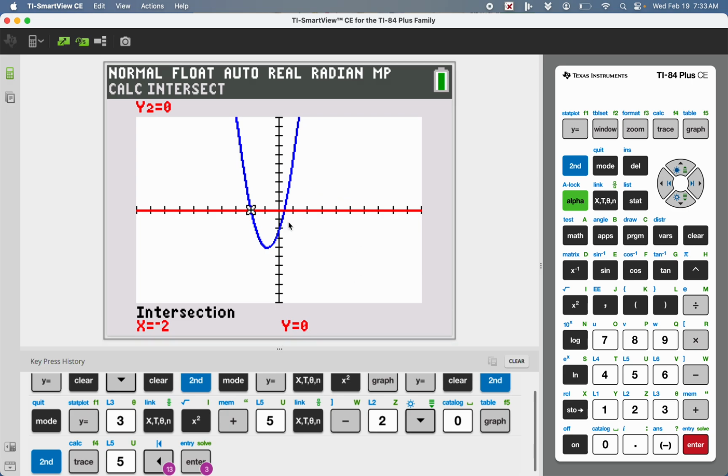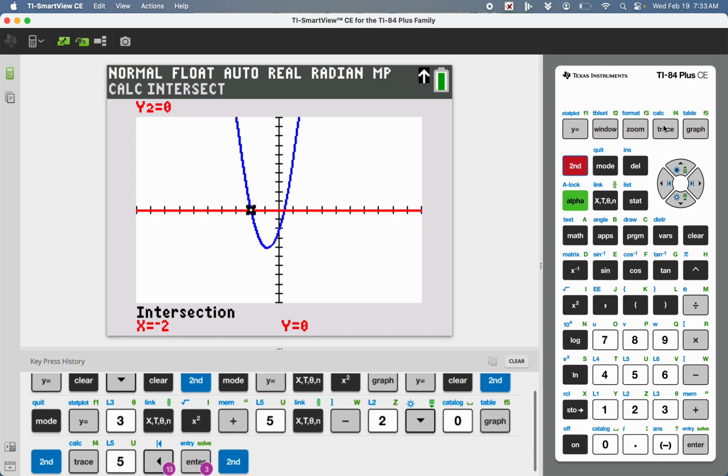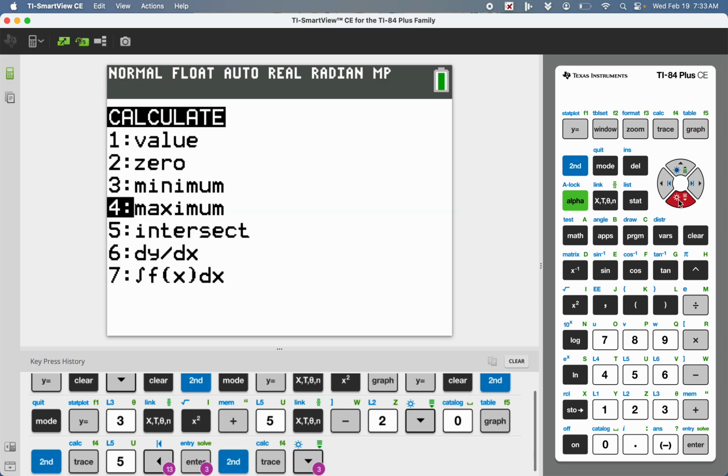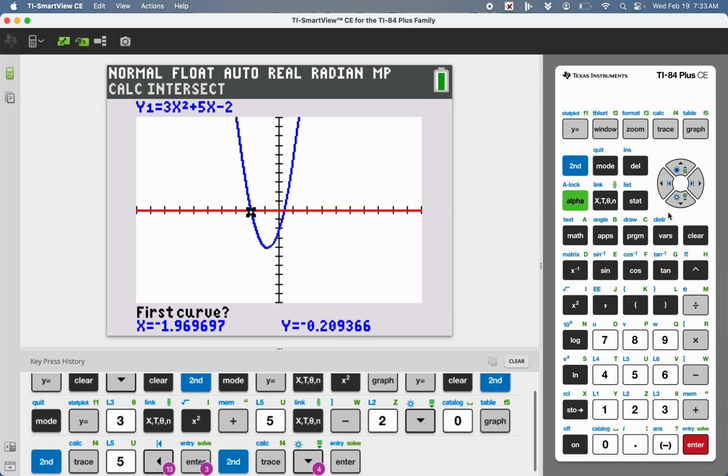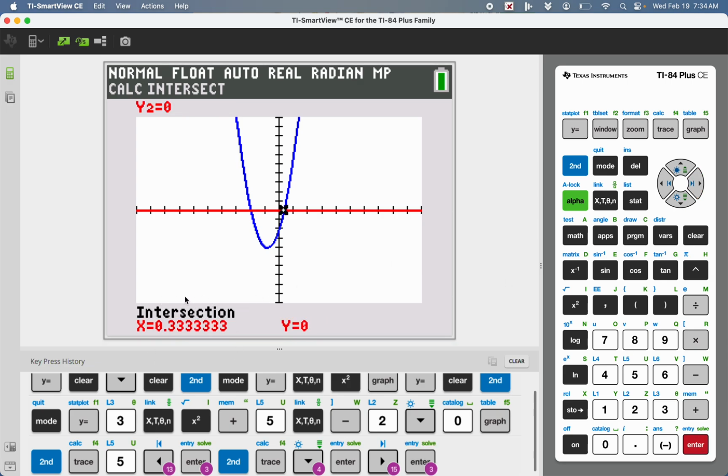So now to find the other intersection, I'm going to repeat the process. So second trace, I'm going to go down to intersect. But now I need to move my blinker to the other 0, or the other solution. And I'm going to repeat. I'm going to hit enter 3 times. 1, 2, and 3. My intersection over here is 0.3 repeating, or 1/3, comma 0. And that's how you use intersections to find the zeros of a given quadratic.